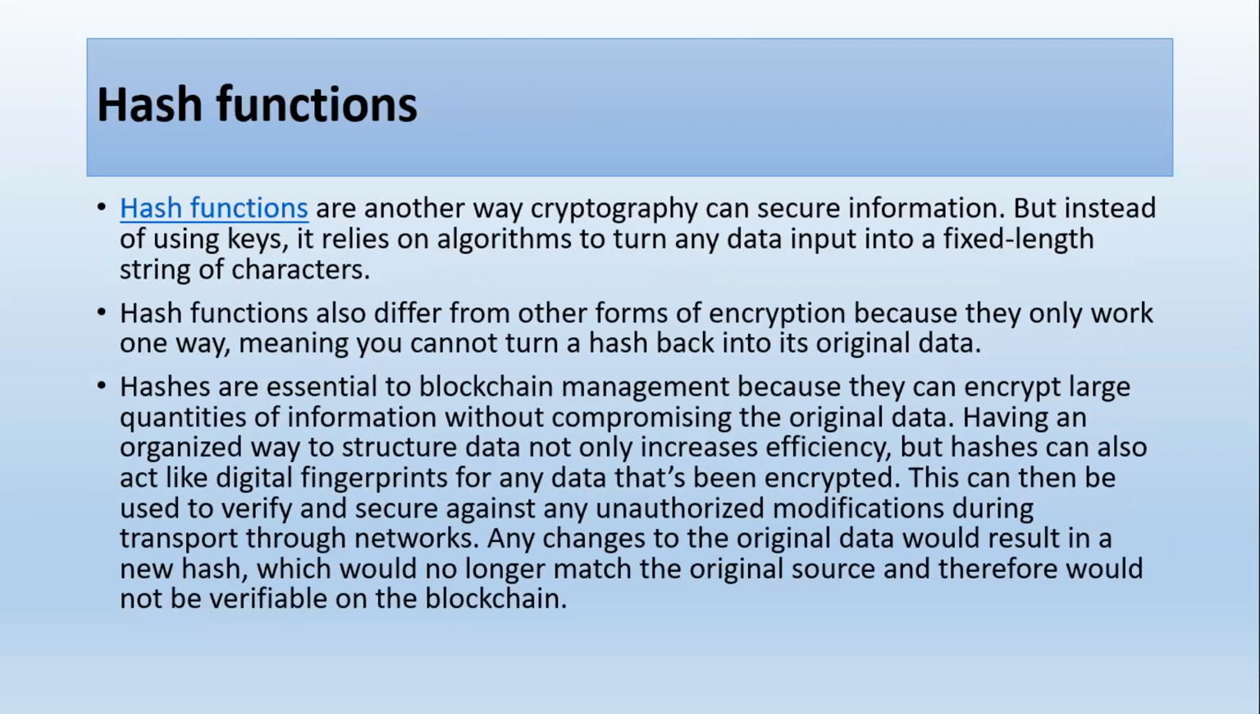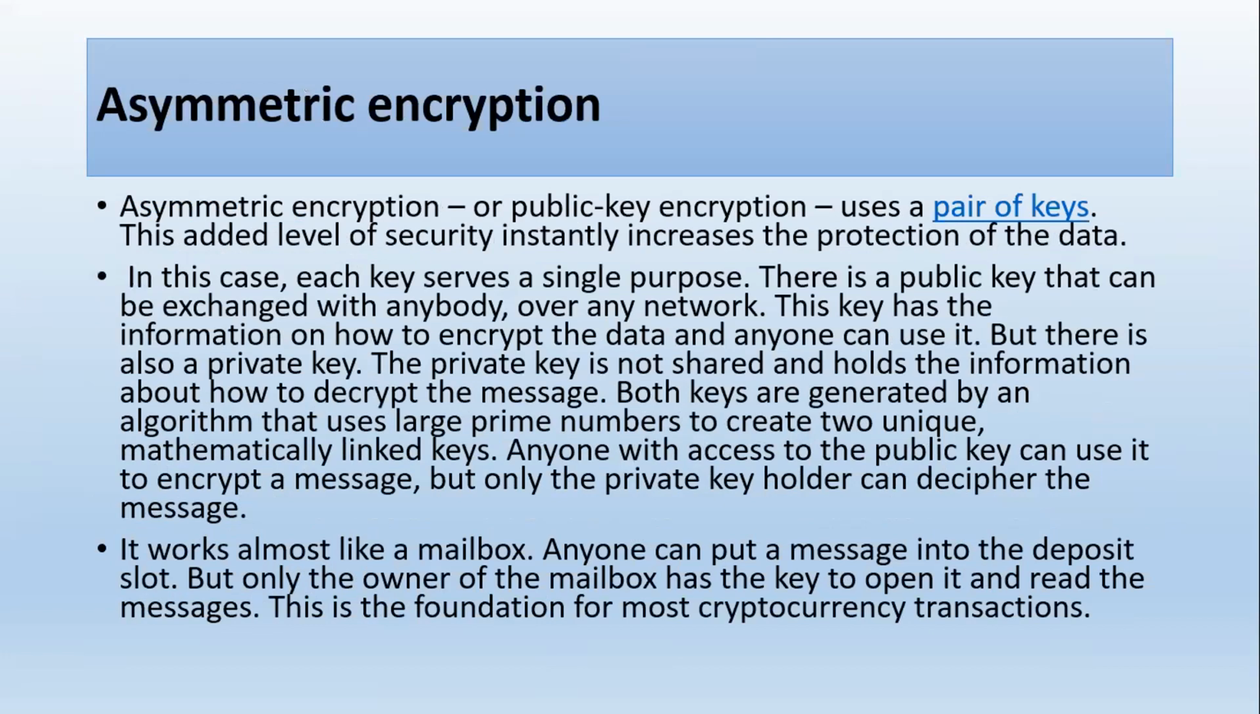Moving to asymmetric encryption, it is a public key encryption which uses a pair of keys, that is a public key and a private key. The public key can be exchanged with anybody over any network. These keys have the information on how to encrypt the data and anyone can use it. But there is also a private key. The private key is not shared and holds the information about how to decrypt the message. Anyone with access to the public key can use it to encrypt a message, but only the private key holder can decrypt the message.